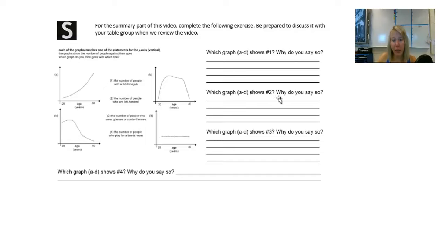For the next one, it says, which graph shows the number of people who are left-handed? So which of these graphs would accurately represent, or hypothetically represent, how many people are left-handed? How about the number of people who wear glasses? And then which shows the number of people who play for a tennis team? Try your best. If you're stuck, that's okay. Ask for help from either a friend or from me, and then we'll work on it more in class tomorrow.